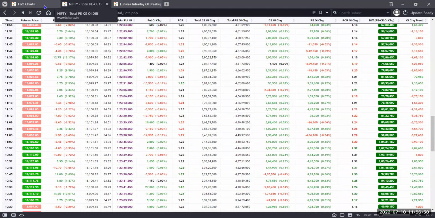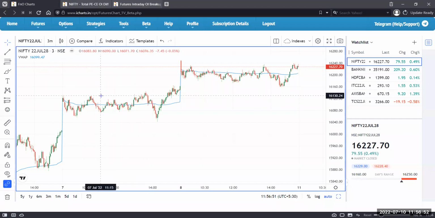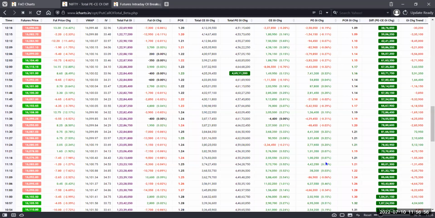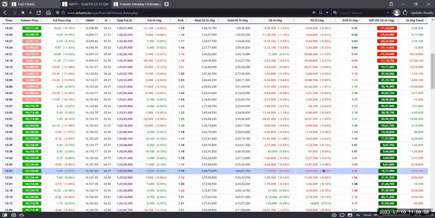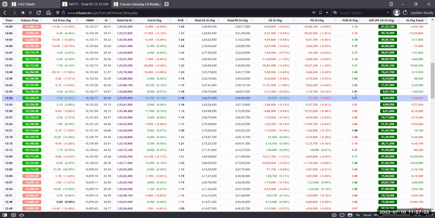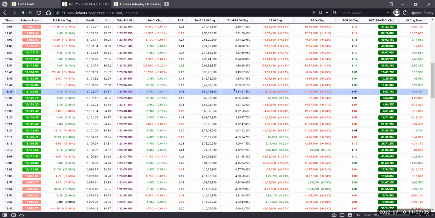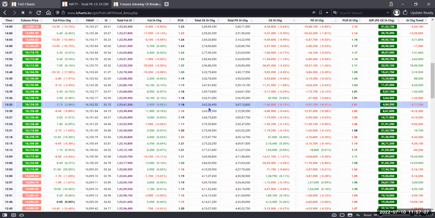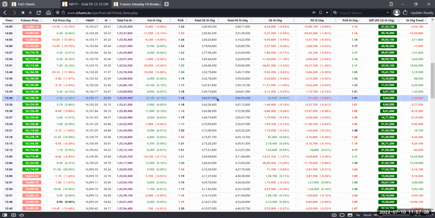Even here, if you see, once price actually broke out above this, over here, at 130, it was actually neutral. Even at 130 here, this was perfectly neutral. It was balanced on both sides. Now, one reason, of course, can be that both side unwinding is going on.